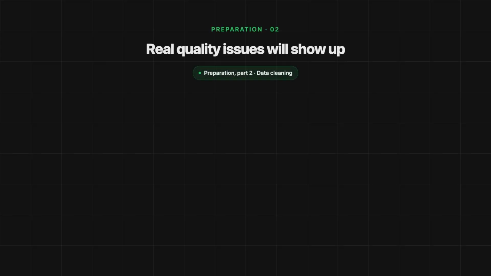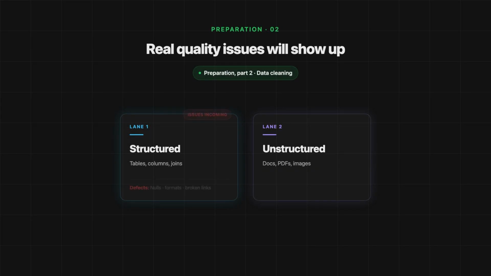Now, the second part of data preparation is actually going to be data cleaning here. So now that we've modeled the structured data and we've curated the unstructured data, there's going to be real data quality issues that are going to show up regardless. But they do look different depending on your data type. And we're going to go through some of this here.